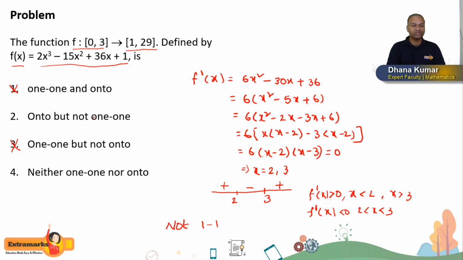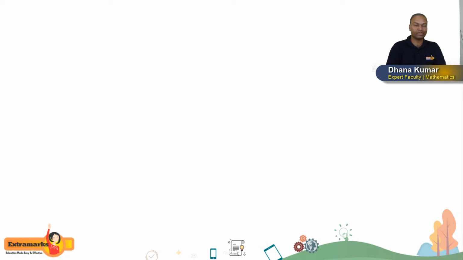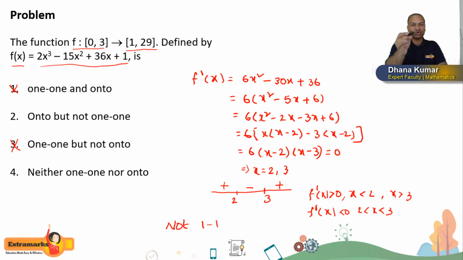Now you observe this one. Which one is correct? Second option or fourth option. So how to identify? Then you go for the onto concept. Onto means what? What I told, simple point. Codomain is equal to range. If codomain is equal to range, then we can say that the function is said to be onto, otherwise an into function. Fine. Codomain is already given, closed interval 1 comma 29. Now you find out the range.